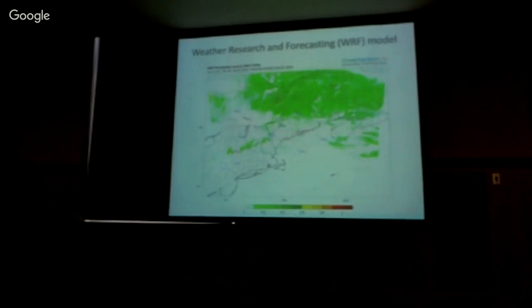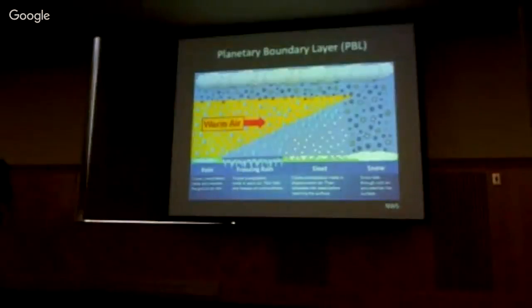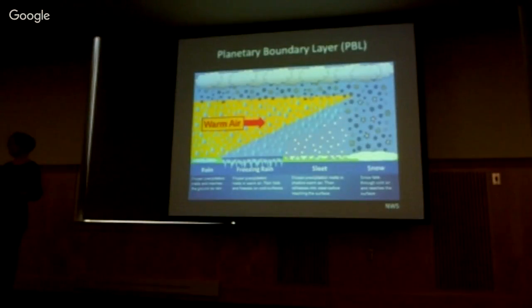What I'm particularly interested in the case of an ice storm are the parameterizations focused on modeling the planetary boundary layer, or the PBL. These are the levels of the atmosphere that are directly influenced by the Earth's surface, so heating and cooling. And in the case of an ice storm, these processes are important because they directly affect the temperature profile in the layers closest to the surface, and thus the type of precipitation that's going to reach the surface.